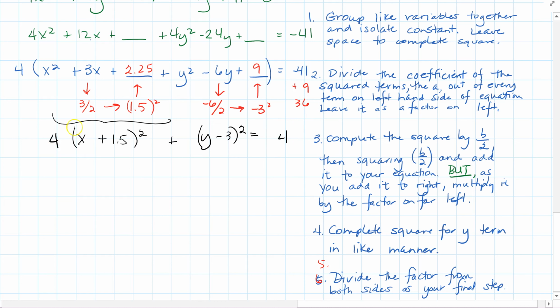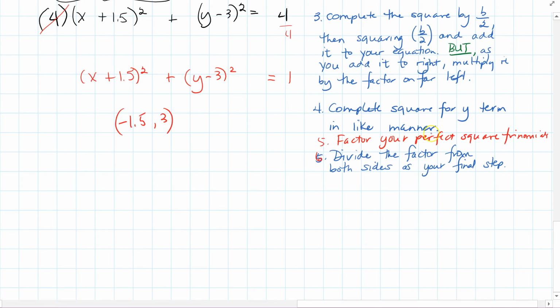So here is my real equation. I have 4 times this equals 4. The coefficient of the x and the y is supposed to be 1. So you have to get that 4 out of there. So you divide both sides by it. It goes away on this side, right? And if you divide both sides by 4, it becomes a 1. So your equation is now x plus 1.5 quantity squared plus y minus 3 quantity squared is equal to 1. Your center is negative 1.5, positive 3, and your radius is 1 because the square root of 1 is 1.